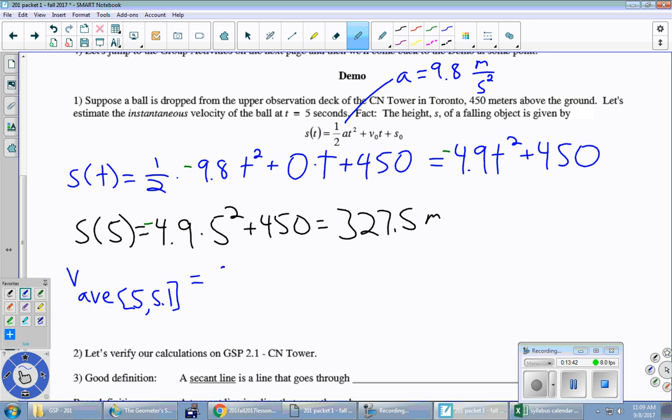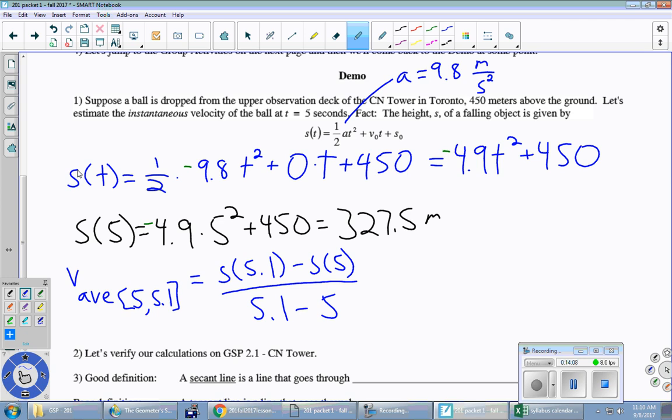So what I'm interested in is the height at 5.1 seconds. That's a number I don't know yet. And then I'm going to subtract the height at 5 seconds, and that's my change in distance, over my change in time. Well, 5.1 seconds minus 5 seconds, that's easy. 0.1 seconds is how much time elapsed in that little tiny time interval.